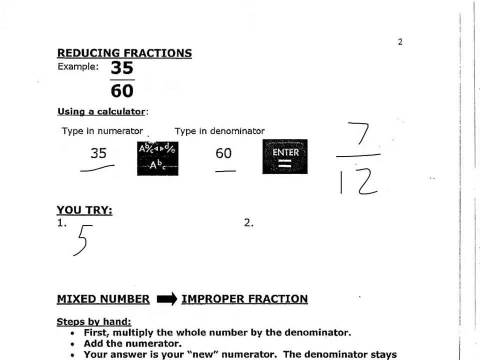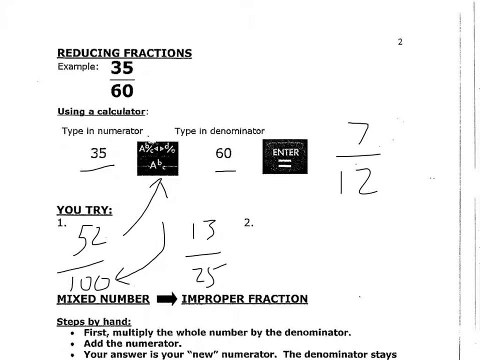Now let's do a couple of tries. The first is 52 over 100. Go ahead and type that in your calculator. Remember, you would type in 52 and then this button and then type in your 100. What comes out is 13 over 25. So it just makes life a little bit easier for you. It kind of cuts out some of the math, maybe a few of the mistakes.